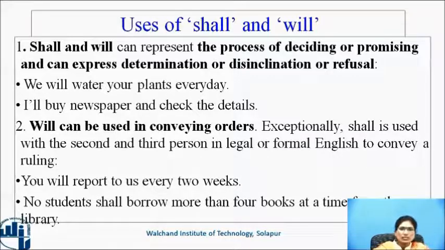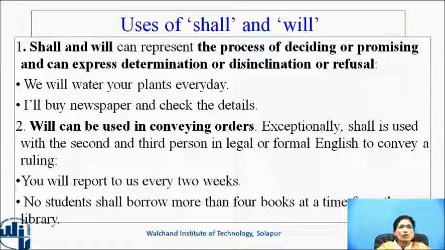Shall and will can represent the process of deciding or promising and can express determination or disinclination or refusal. For example, we will water your plants every day. I will buy the newspaper and check the details. Will can be used in conveying orders. Exceptionally, shall is used with the second and third person. For example, you will report to us every two weeks.